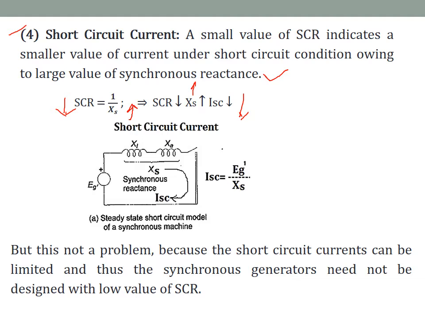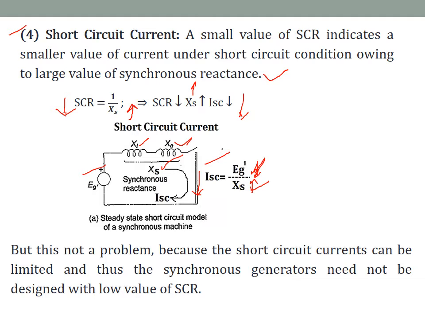You can see here in the circuit, this is the voltage. XL plus Xa, this is the leakage reactance and the reactance due to armature reaction. Both constitute the synchronous reactance. Then the short circuit current is given by Eg dash by Xs. If this Xs is large, Isc will be low. This happens when Xs is large, that is, when SCR is low.